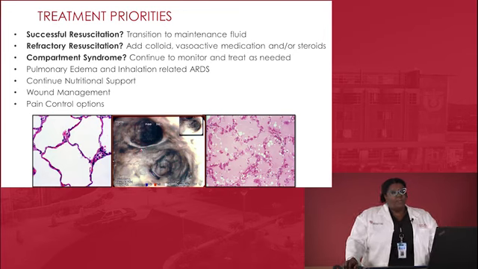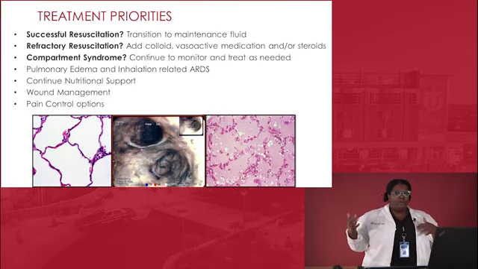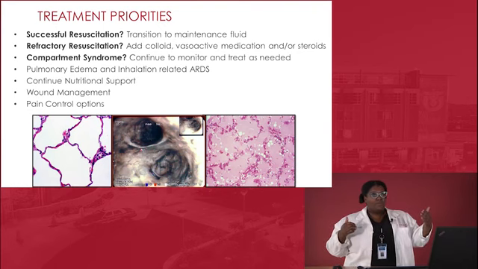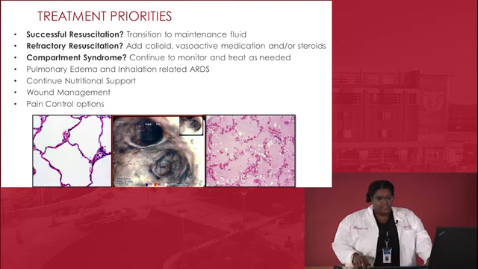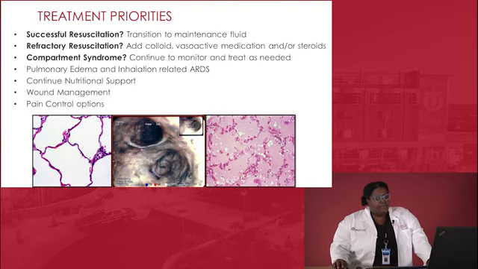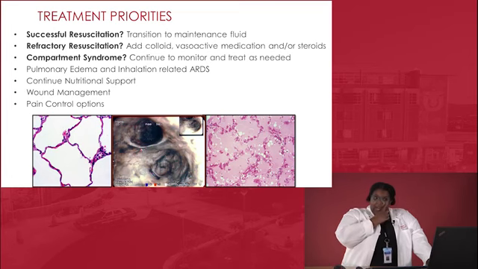So we don't oftentimes have to do more escharotomy, which is just opening of the skin, but we may develop a compartment syndrome, so we might have to transform our escharotomy into fasciotomies. So if we're still having ongoing issues, and then we start getting into the pulmonary edema and inhalation-related ARDS. And then we will also continue with nutritional support, ongoing daily wound management, and pain control.